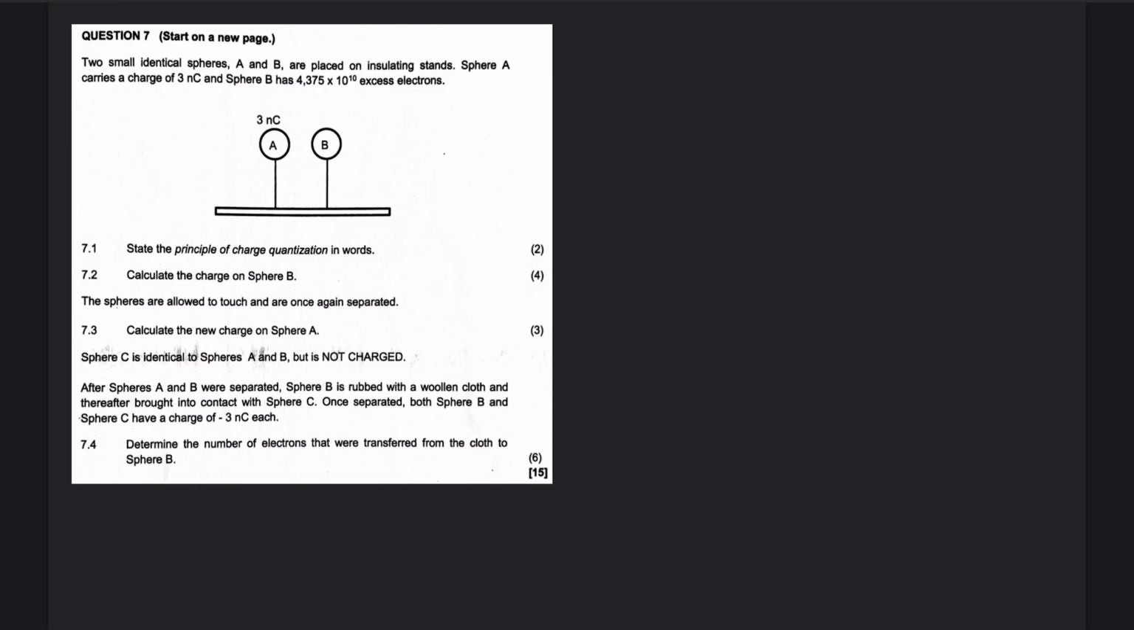Today we're going to be looking at the grade 10 electrostatics question from the March 2025 paper. Question number 7. Two small identical spheres A and B are placed on insulating stands. Sphere A carries a charge of 3 nC and sphere B has 4,375 times 10 to the power of 10 excess electrons. They've given us a diagram, and question 7.1 says, state the principle of charge quantization.